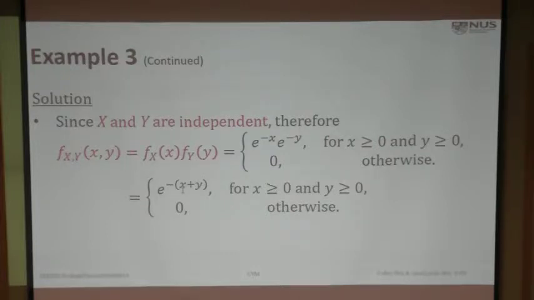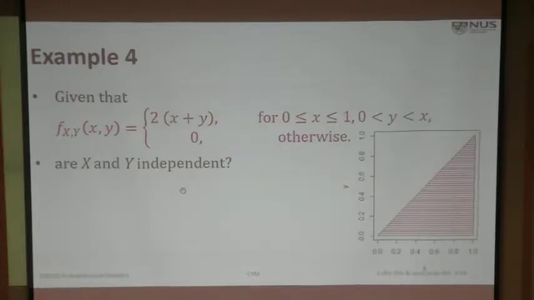Hopefully these examples give you an indication of when to verify that random variables x and y are independent, because basically you can factorize the joint into products of functions of x and y. When you can do that, that gives you a good clue that the pair of random variables are independent.